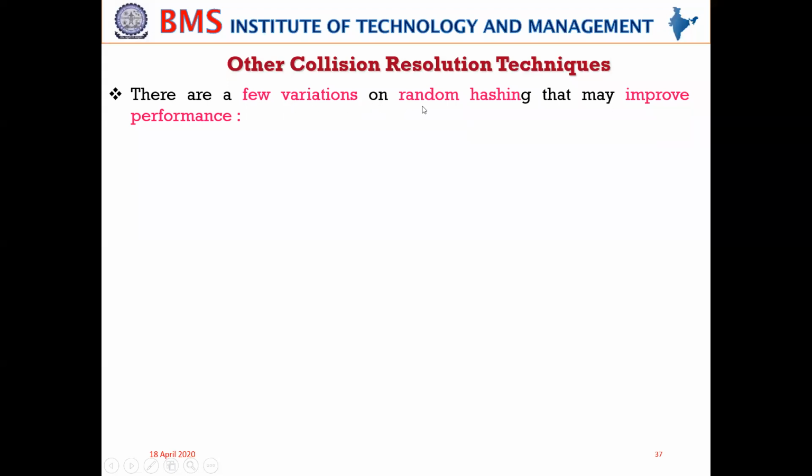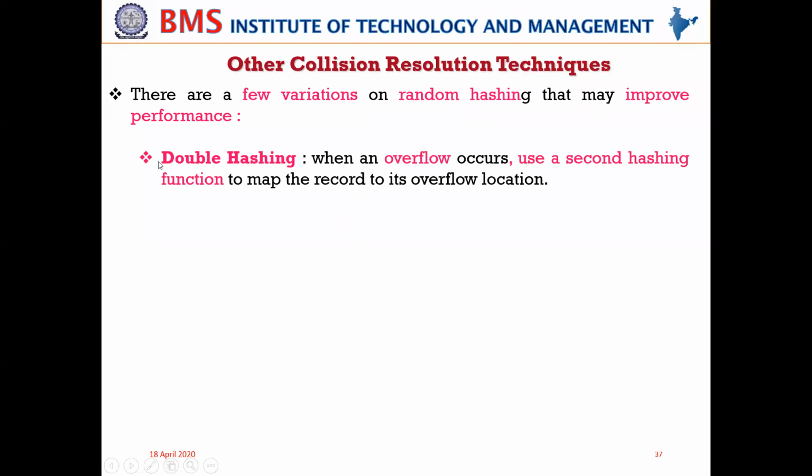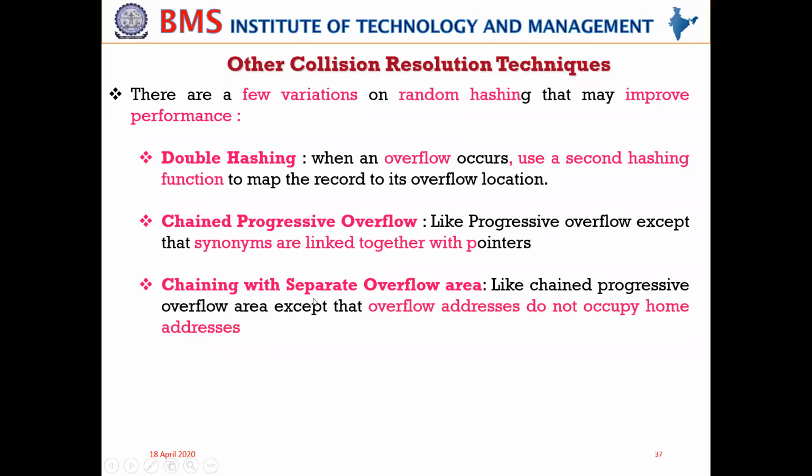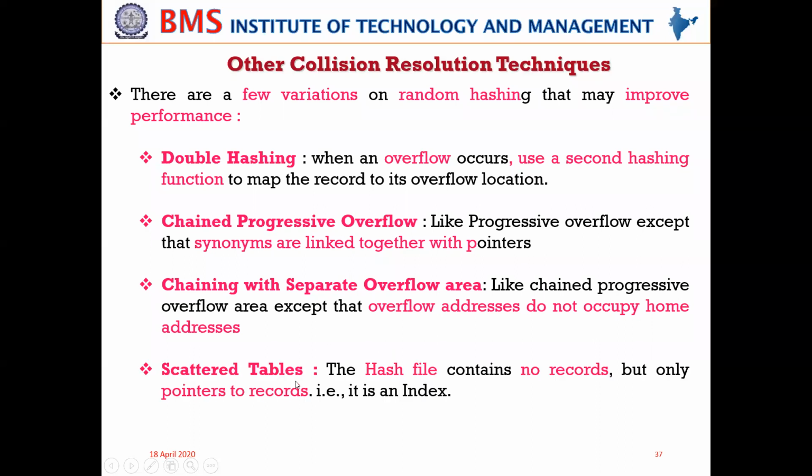There are a few variations on random hashing that may improve the performance. So what are they? First one is called double hashing. Second one is called chained progressive overflow. Third one is called chaining with separate overflow area. Last one is called scattered tables. So these are the alternative collision resolution techniques or algorithms we have. We'll look at each one by one, and I will discuss how they work.